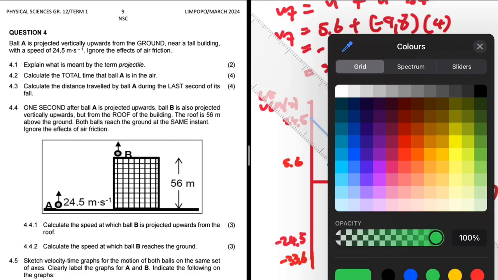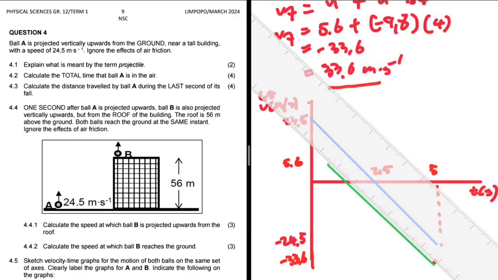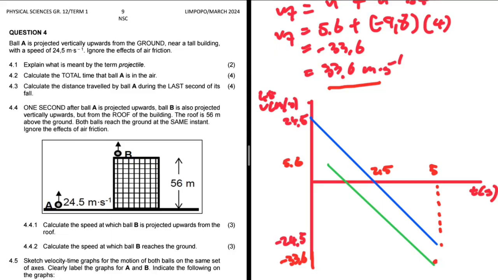Let me go back to red and fill in the values. So here we have 1. We have 1 here. That is 1 second. 1 second. Okay, so this is for A and this is for B. Right, I think we have all that we need there. So there we go. That is the velocity time graph for A.